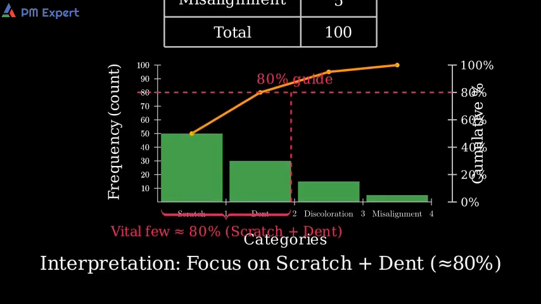Interpretation. The first two categories, scratch and dent, together reach about 80% of the total defects. So focus improvement efforts there first to get the biggest impact.